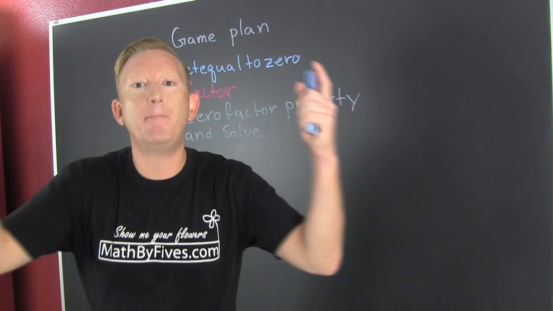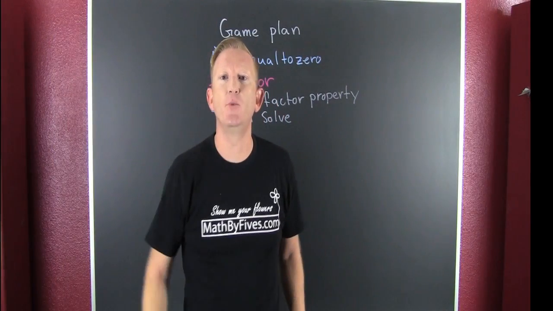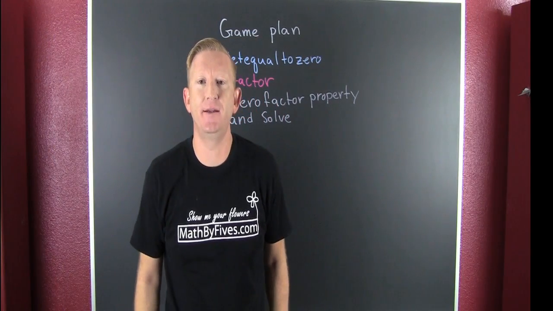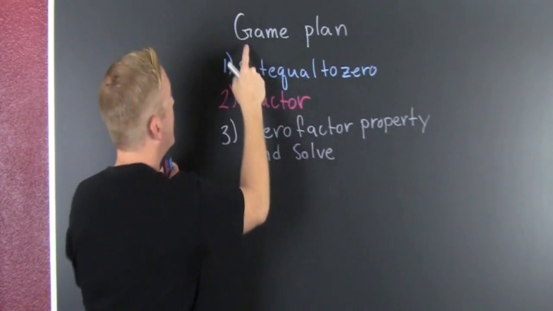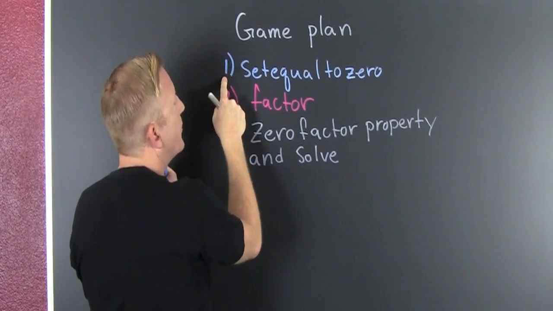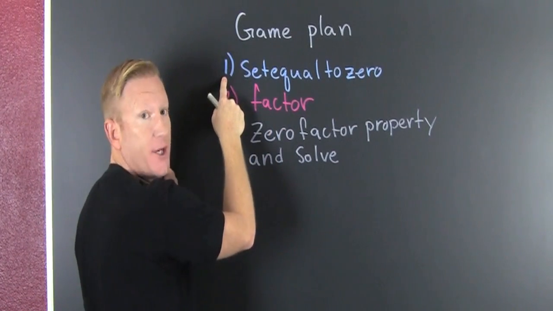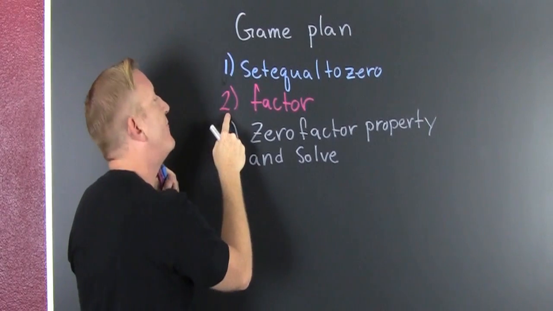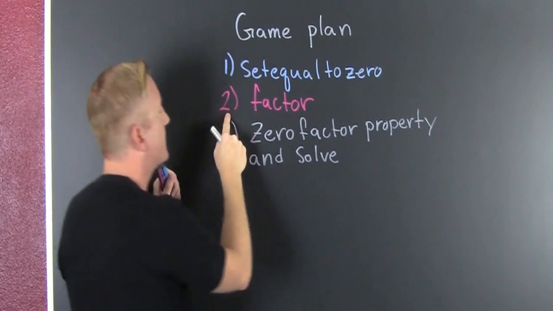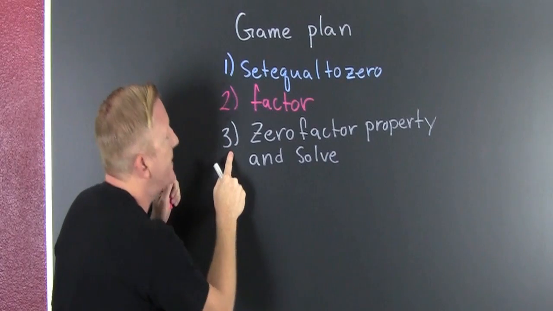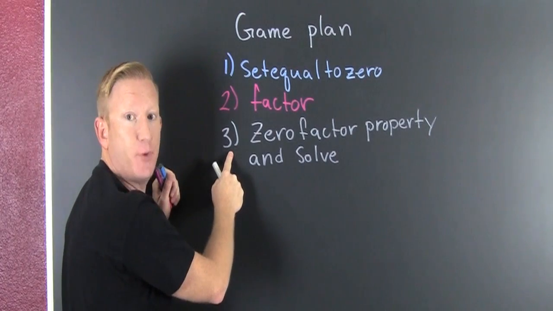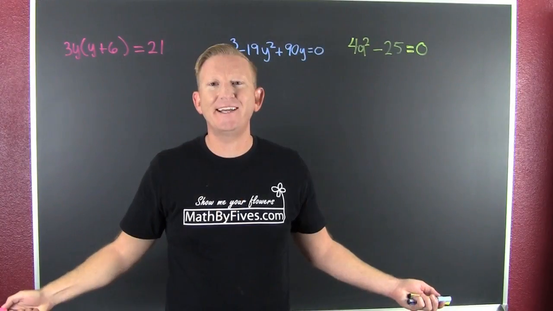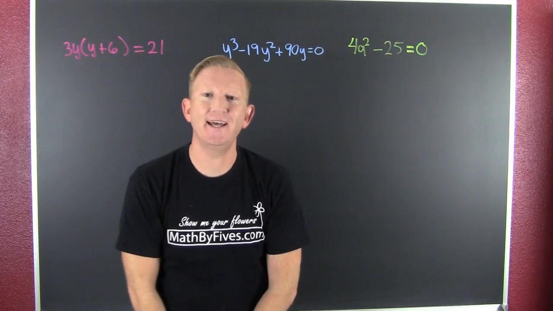Solving quadratics by factoring. But first, we need a game plan. First, we're going to set the quadratic equal to zero. Then, we're going to factor. Then, the zero factor property and solve. Now that we've got that game plan, let's take it to the next level.